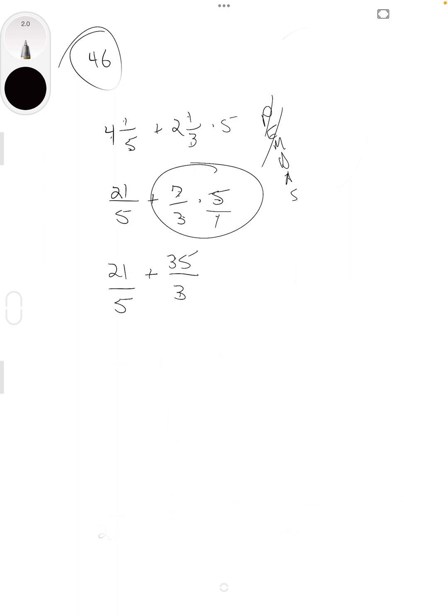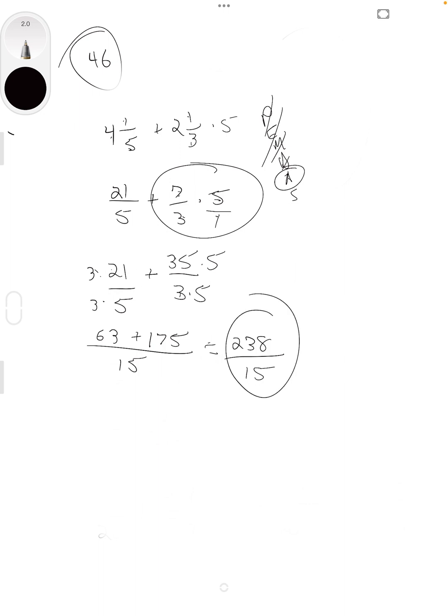So 21/5. Now, I did my multiplication. There is no division. I have an addition problem, so that's what's next. In fractions, when I add them, they have to have a common denominator. So I'm going to multiply top and bottom times 3 and multiply top and bottom times 5. And I end up with 15 on the bottom. 3 times 21 is 63. And 35 times 5 is 175. And then I just add those together. 175 plus 63 is 238 over 15, and that's the answer. You can't reduce that.